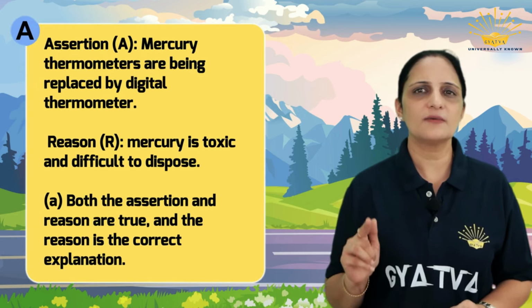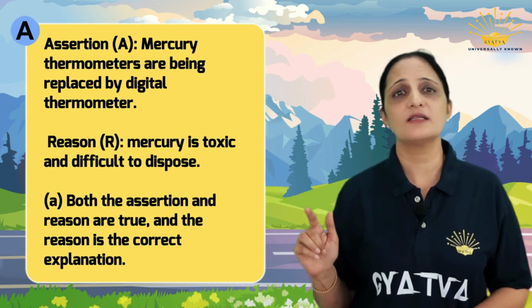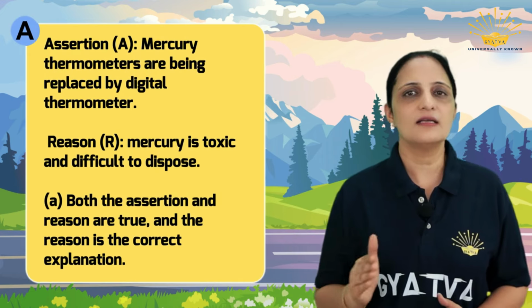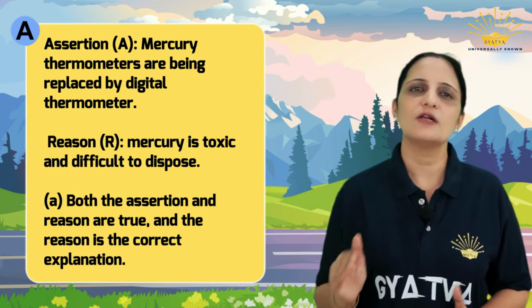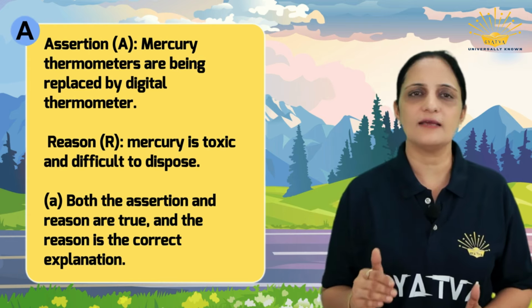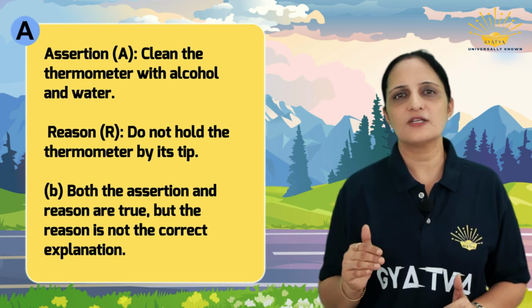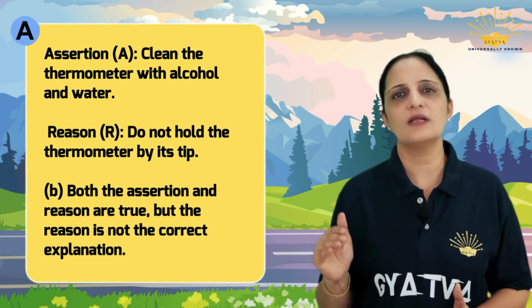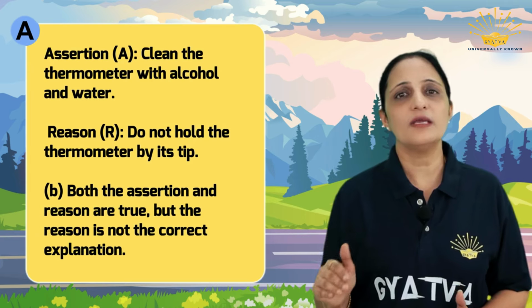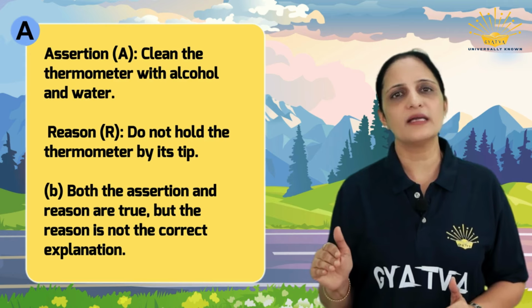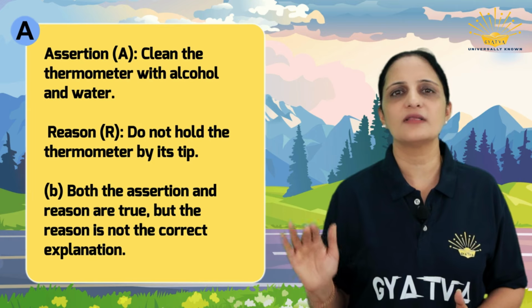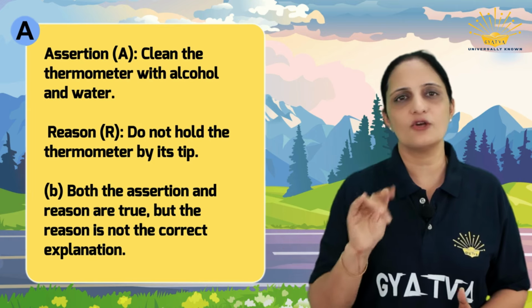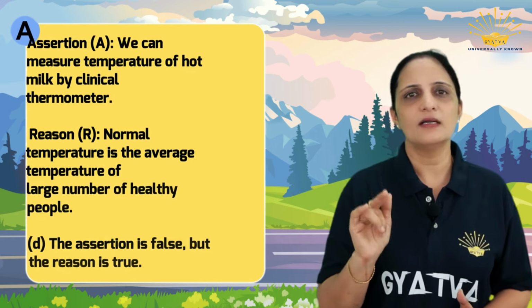Assertion. Mercury thermometers are being replaced by digital thermometer. Yes. Reason because mercury is toxic and difficult to dispose. It is true. So the correct option is A. Question number 2. Assertion. Clean the thermometer with alcohol and water. Reason. Do not hold the thermometer by its tip. So both the statements are correct, but reason is not giving the correct explanation. So the option B.